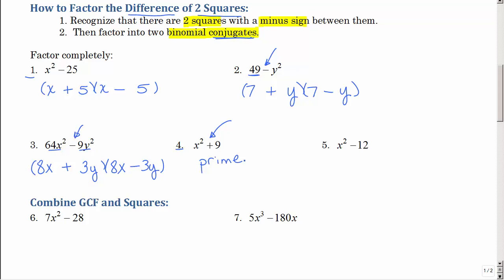Number five. Well, I have a minus sign. That's a perfect square, but 12, 12 is not on my list of perfect squares. Look at the top of the paper. That is not a perfect square. So again, there is no greatest common factor. It is not the difference of two squares. We can't do anything with it. So we would say that is prime.